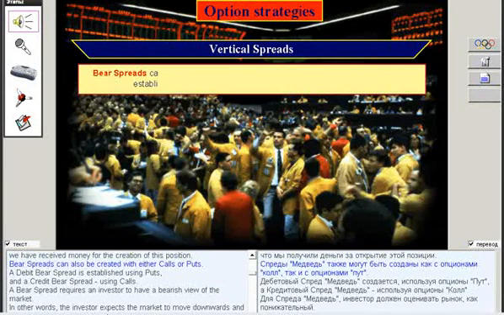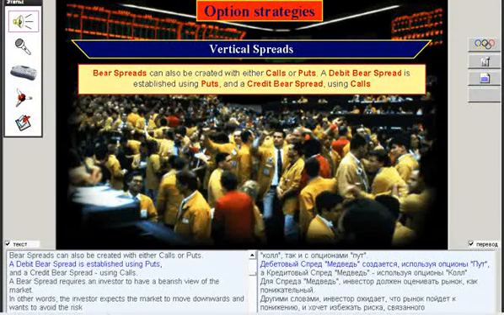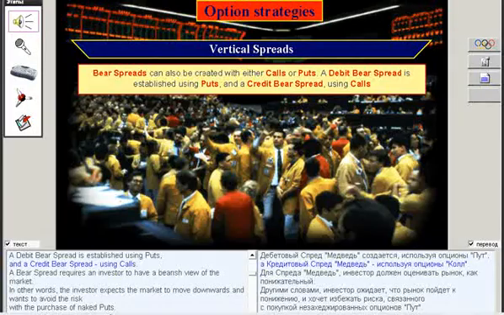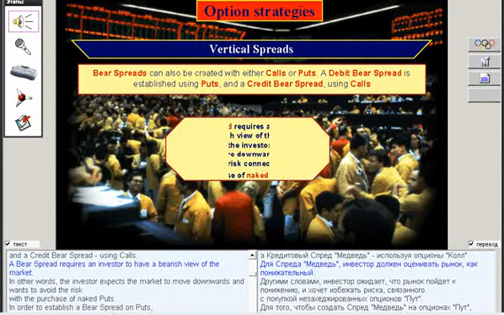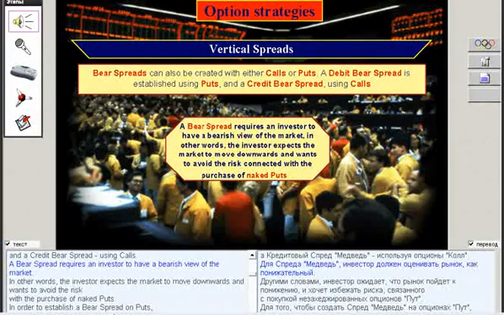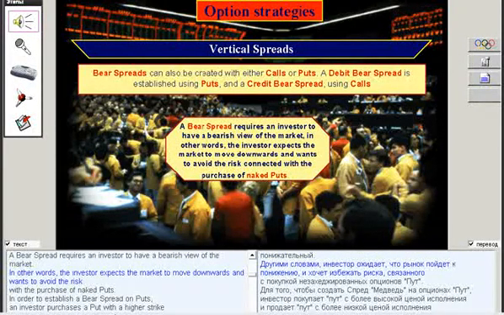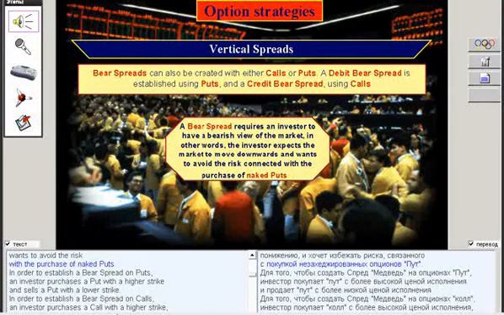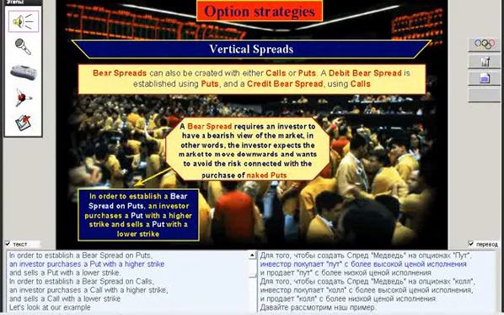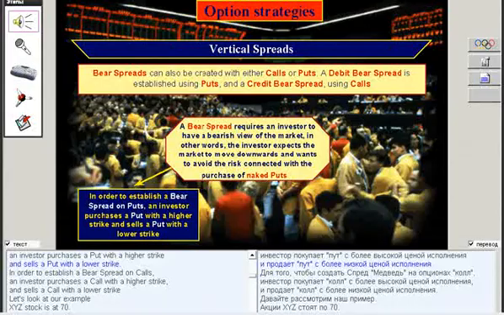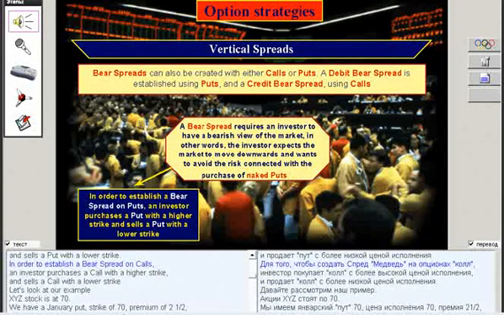Bear spreads can also be created with either calls or puts. A debit bear spread is established using puts, and a credit bear spread using calls. A bear spread requires an investor to have a bearish view of the market. In other words, the investor expects the market to move downwards and wants to avoid the risk connected with the purchase of naked puts. In order to establish a bear spread on puts, an investor purchases a put with a higher strike and sells a put with a lower strike.